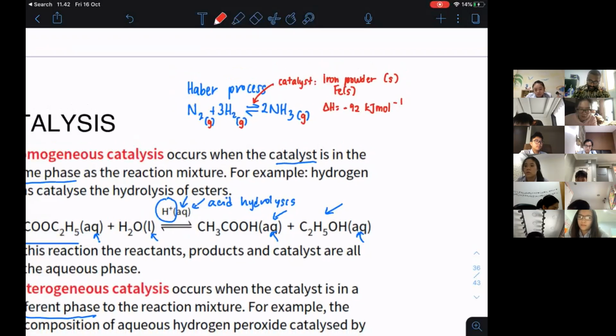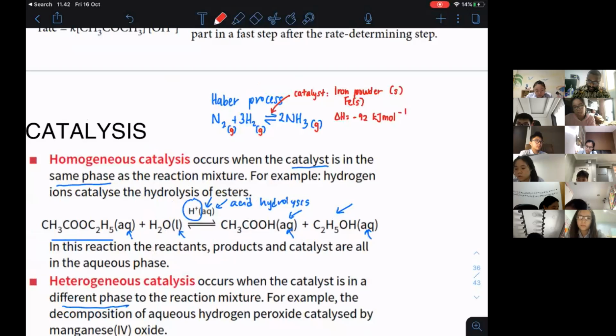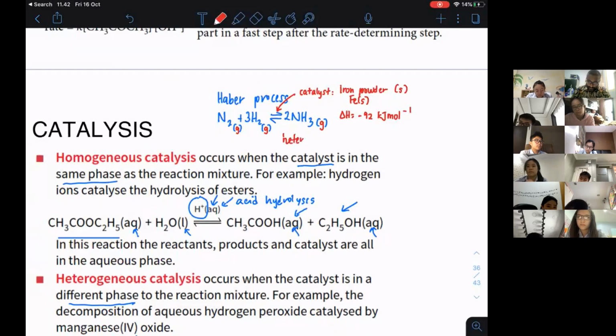Hetero. Okay, so this one is going to be a heterogeneous catalyst. If they ask you what is the reason, how do you explain, Lavi? The catalyst is in solid phase and N2 and H2 are in gaseous form. Okay, or you can say the reaction mixture.